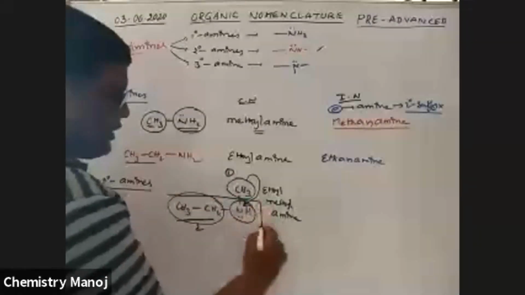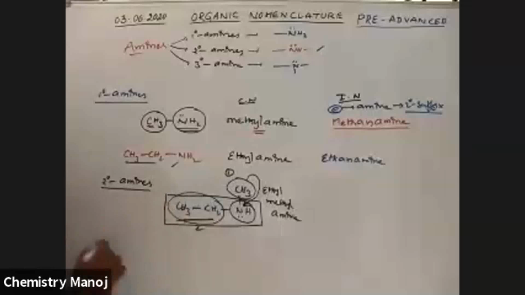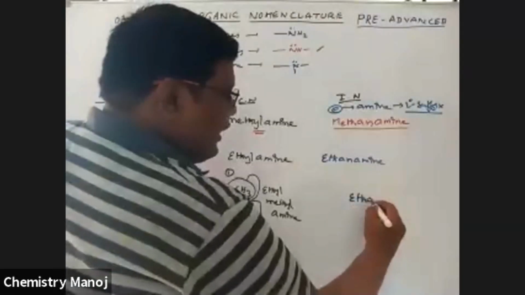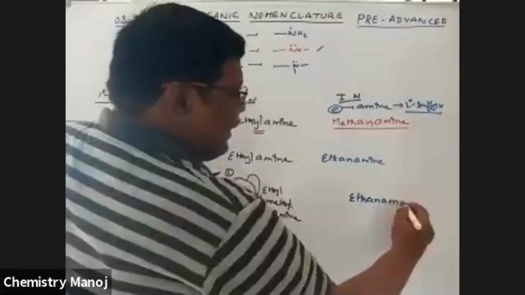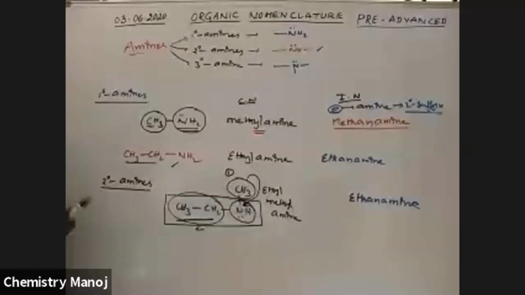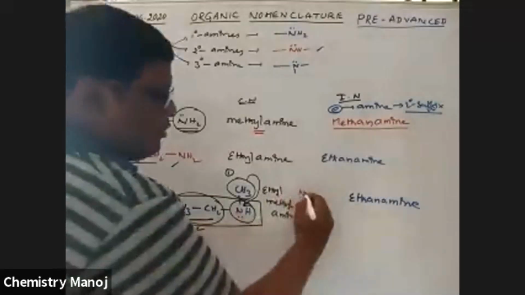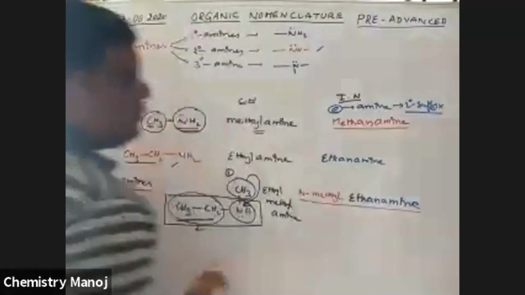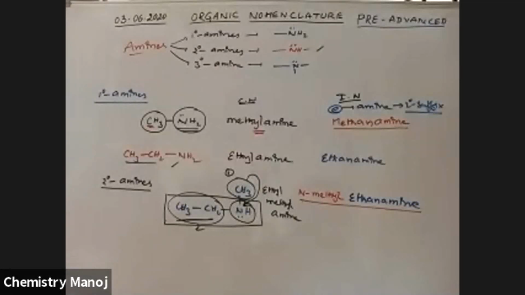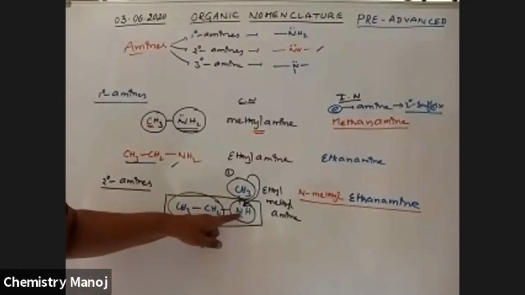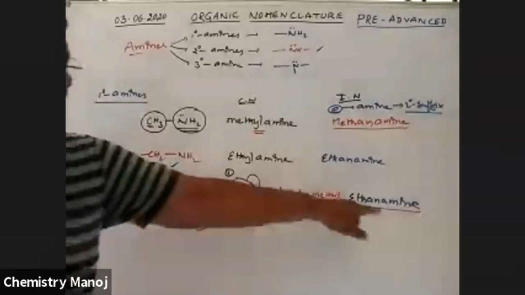Therefore, first of all, I am writing this one. It is ethanamine. But a methyl group is substituted to nitrogen. Therefore, it is taken as N-methyl ethanamine. N-methyl ethanamine is the name of this compound, because the methyl group is attached to nitrogen.